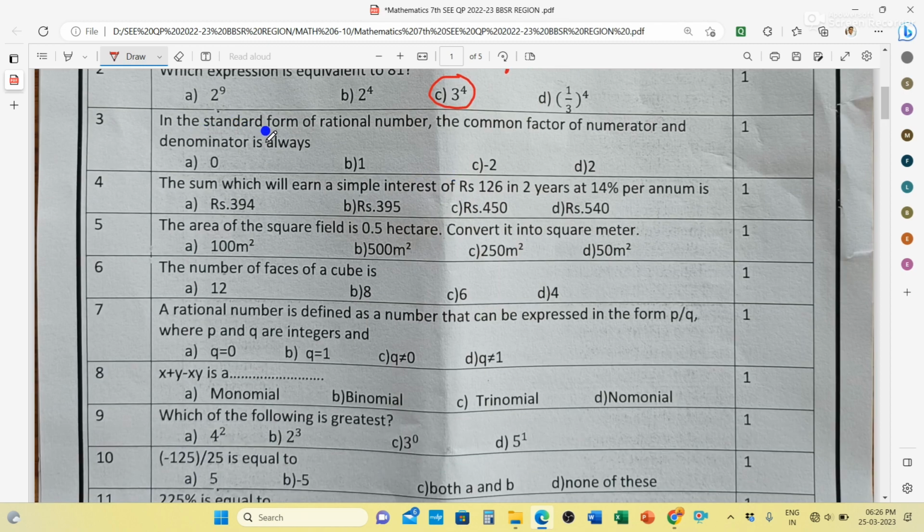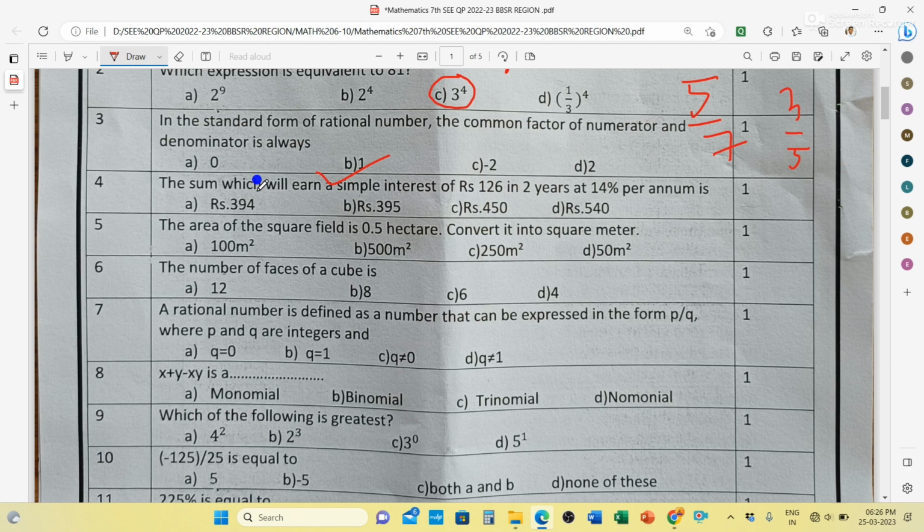In the standard form of a rational number, the common factor of numerator and denominator is always 1. If you take a rational number 5 by 7, then the common factor of 5 and 7 will be 1 only. If you take 3 by 5, then here also the common factor of the numerator, that means 3, and the denominator, that is 5, will be 1 only.